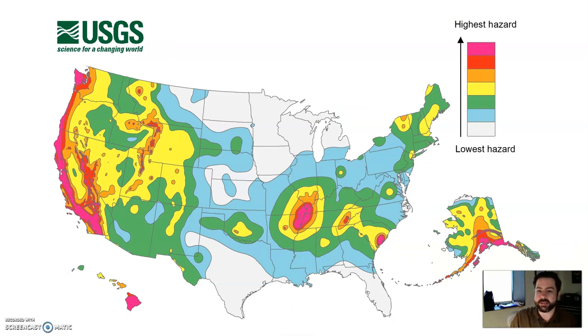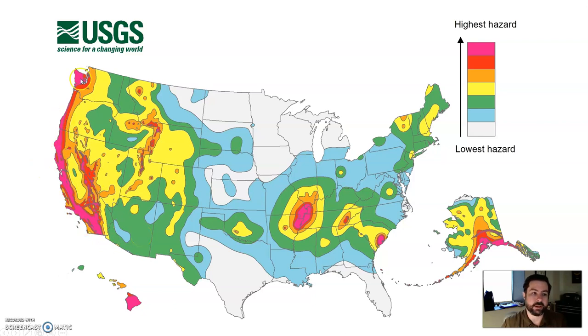So in the United States, what area has the highest hazard as it pertains to earthquakes? Well, some places are obviously no-brainers. That makes a lot of sense. California, we know there's a lot of earthquakes there. It's on the news all the time, so that's a very high hazard area.